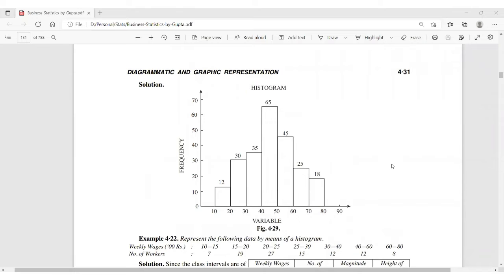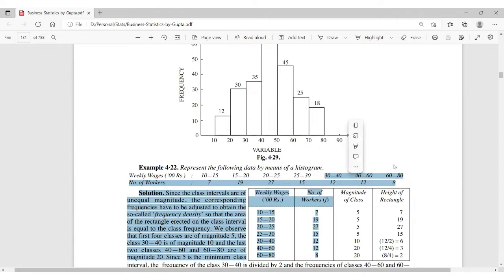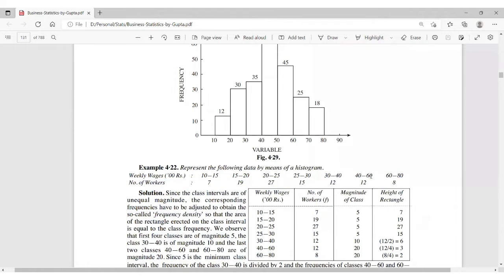In the next example, 10 to 15, 5; 15 to 25, then 5, then 5, then 10; then again 10, 20, then again 20. What we do: we have seen in this the minimum interval is 5. So we further divide or separate those intervals having a difference other than 5. That means the 10 interval is 20, so make it a difference of 5.